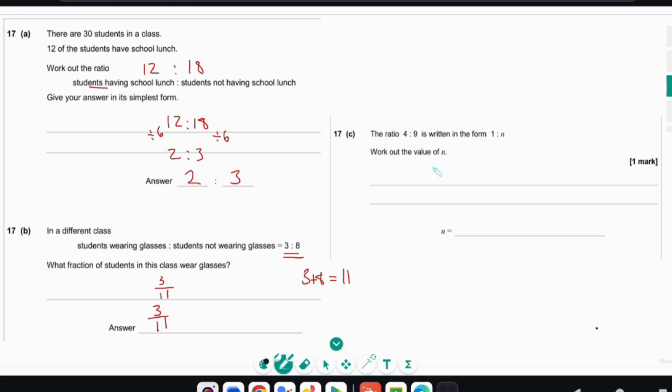The ratio 4 to 9 is written in the form 1 to n. Work out the value of n. So I need to have 1 on the left-hand side of this ratio. How do I make 4 into 1? I divide by 4, so I need to divide 9 by 4. 9 divided by 4 is 2.25, so it's 1 to 2.25. n is 2.25.